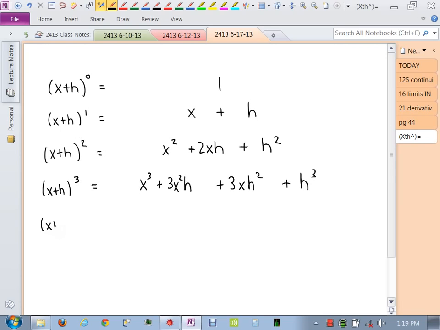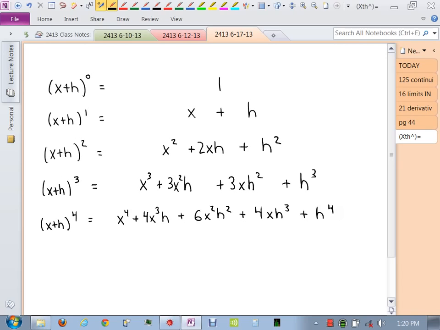What's x plus h to the 4th power? So that's x plus h times x plus h times x plus h, 4 times. Not many people know this one by heart. X to the 4th plus 4x cubed h plus 6x squared h squared plus 4xh cubed plus h to the 4th. All right, I could keep going all day, never stopping. The reason why is because there's a pattern.